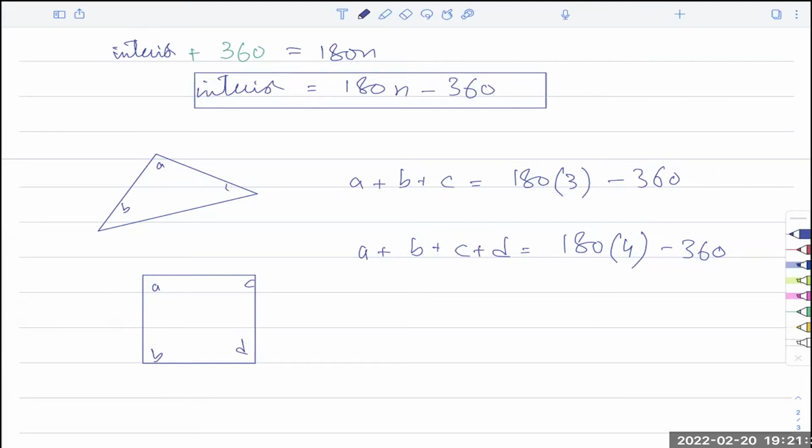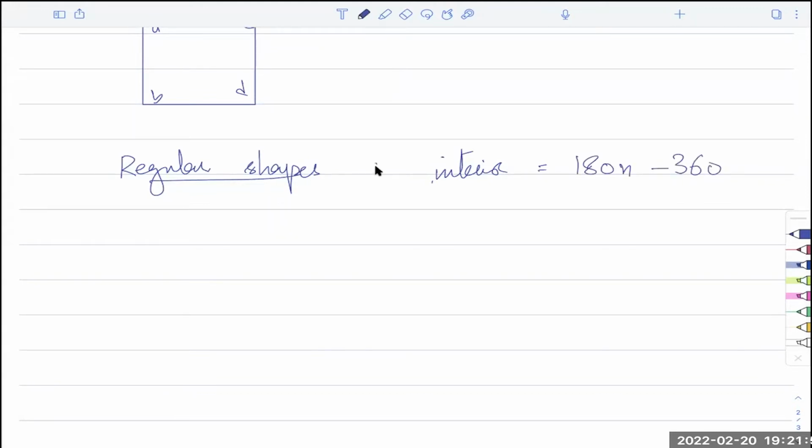Now here's the thing. What if I knew that they were all equal to each other? In that case, I'll simply divide the interior angles by number of sides. So when you have regular shapes, the sum of interior angles of any shape is 180 n minus 360. And if it is one interior angle, then it will be all divided by n because they're all the same angle. Similarly, all the exterior angles add up to 360. So if I have one exterior angle, it will be divided by n, provided that this is a regular shape, a shape in which all the angles are identical to each other. Clear so far? Any problems?